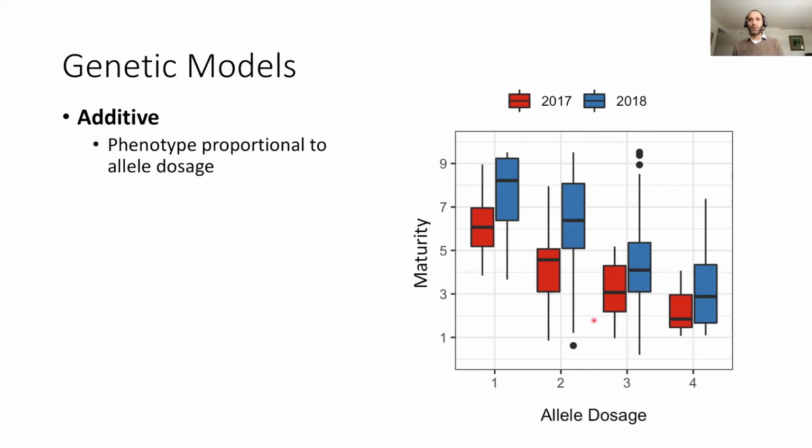Here's an example of a trait in potato that shows a highly additive response with respect to the dosage of one particular marker. This is potato maturity and the CDF gene on chromosome 5. In both years of our trials, we see this proportionate reduction in maturity as we increase the number of copies of the SNP allele.